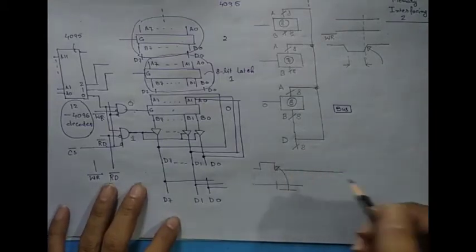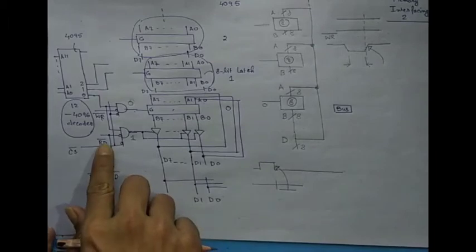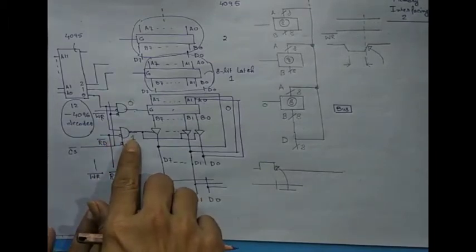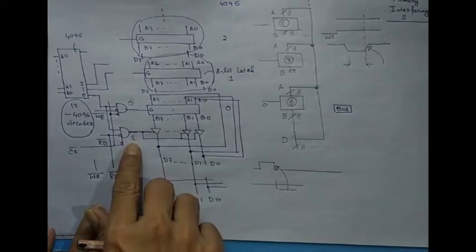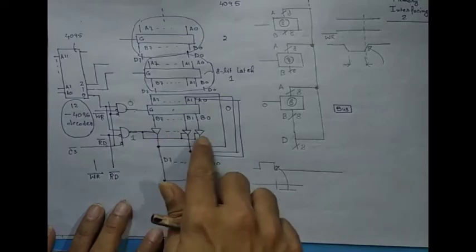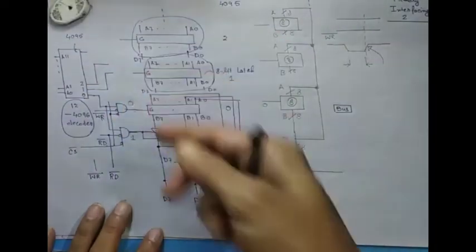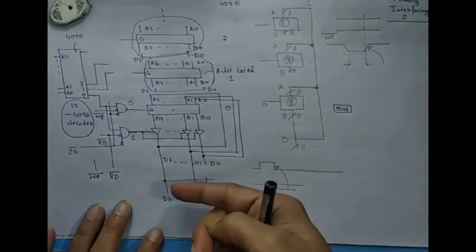The next thing is, during a read cycle or a read operation, what will happen? The read bar signal will be provided, and therefore the output of one such AND gate will go to logic 0, and since the output of one such AND gate will go to logic 0, all these tri-state buffers will get their enable signals, and therefore they will act as closed switches.